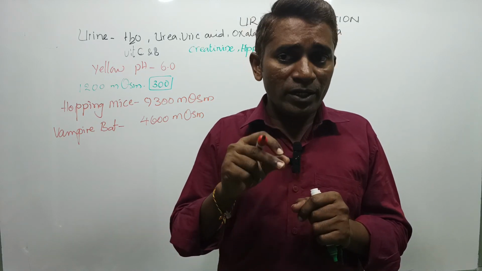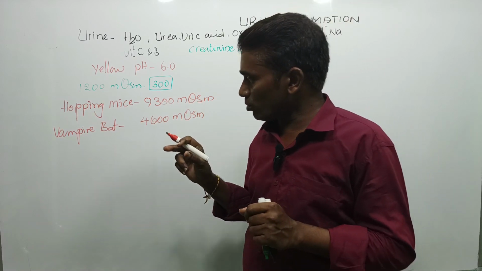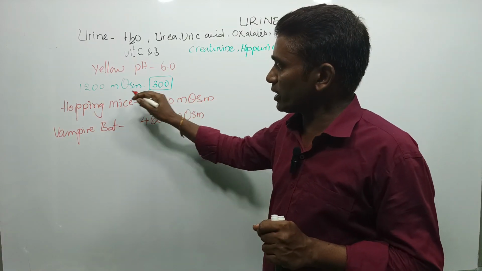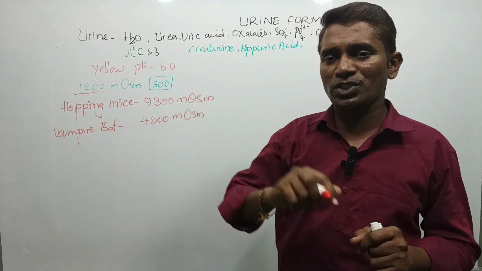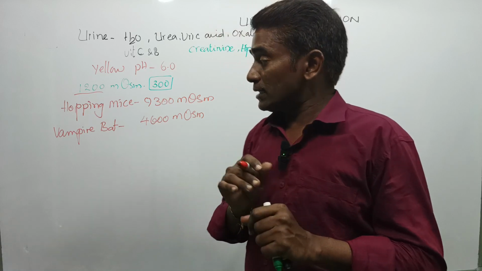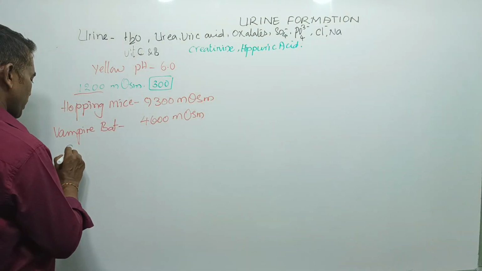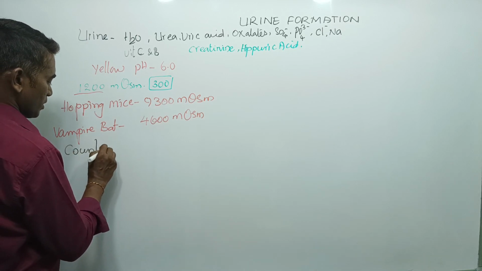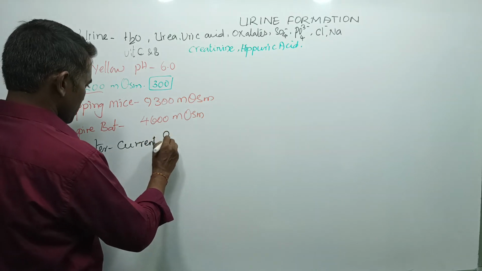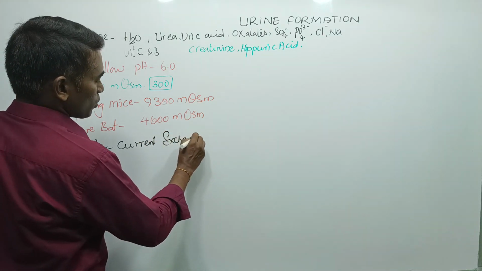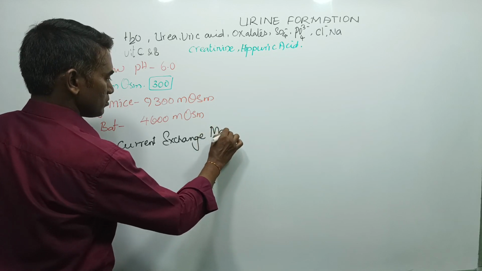In order to conserve water, there is a necessity. So even in case of human beings, the concentration of urine is almost four times the concentration of the blood itself. This is achieved by a method by name counter current mechanism, the counter current exchange multiplier mechanism.